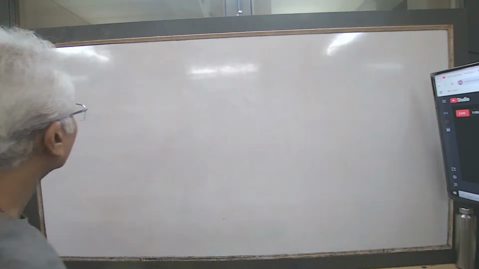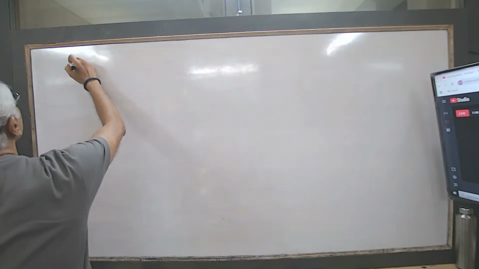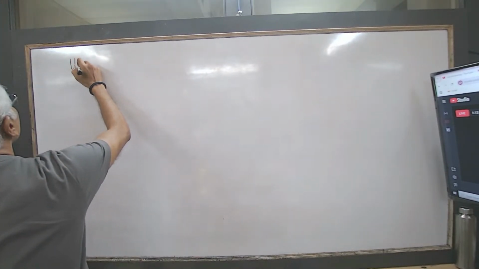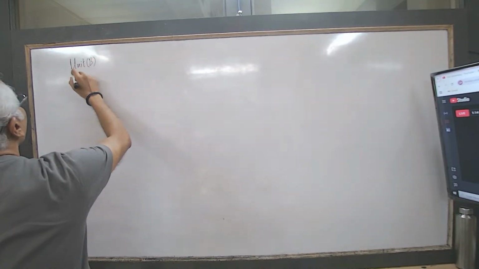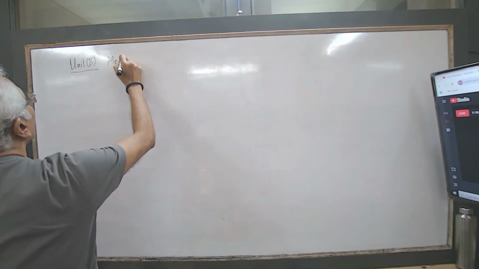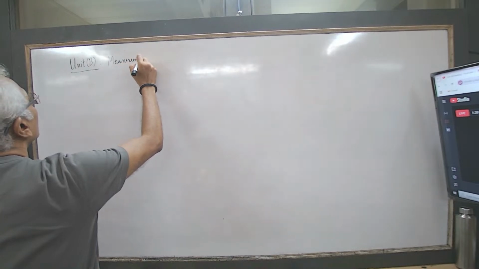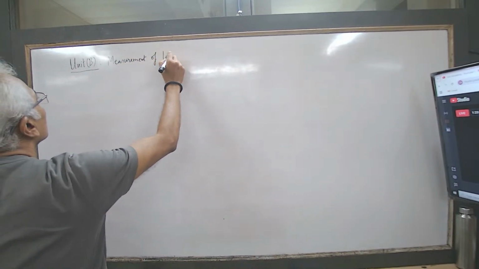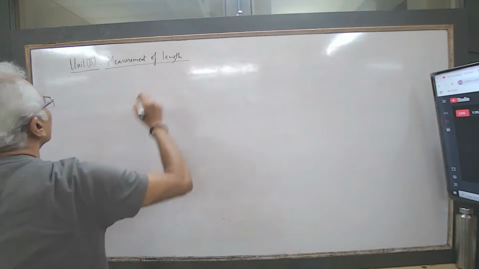Okay. So numericals, I think, are similar. Distance, time, speed formula, you can do that. And they involve certain unit conversion. So we'll start with the next unit, which is measurement of length.